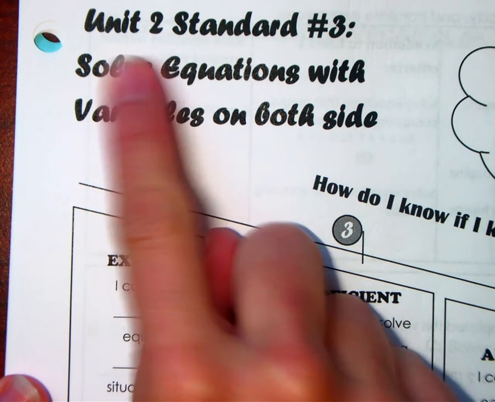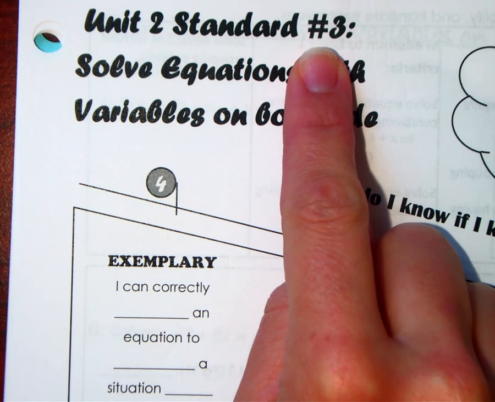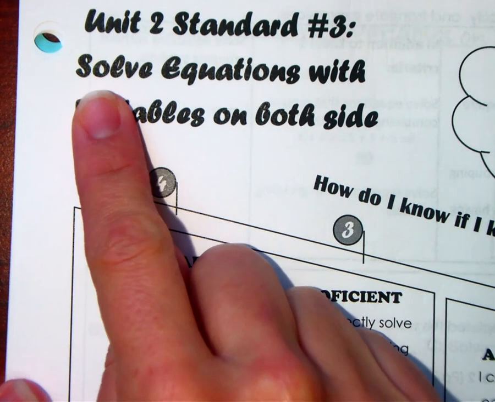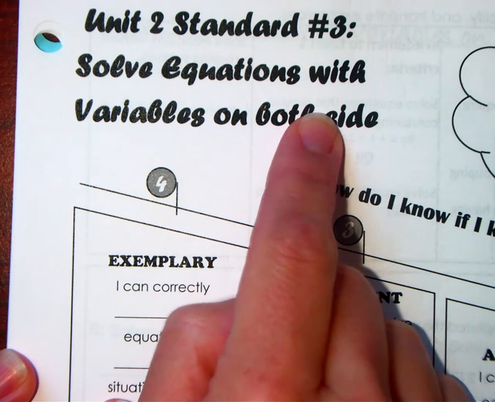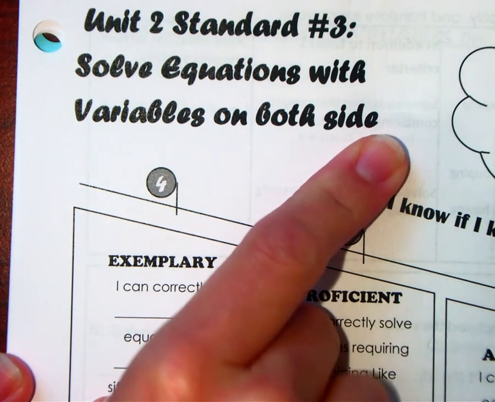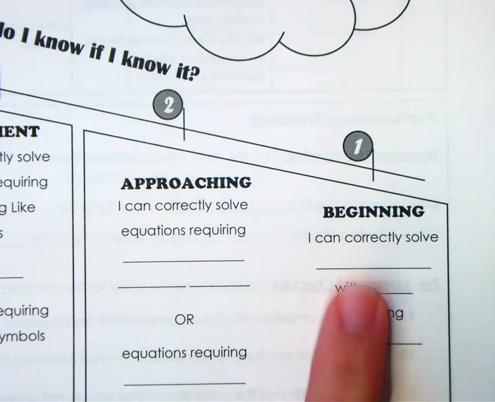Okay, we're coming into Unit 2, Standard 3. This is the last standard of this unit. And what we're going to be doing is solving equations that have an x on both sides of the equals. Okay, so today we're going to work on just level 1.